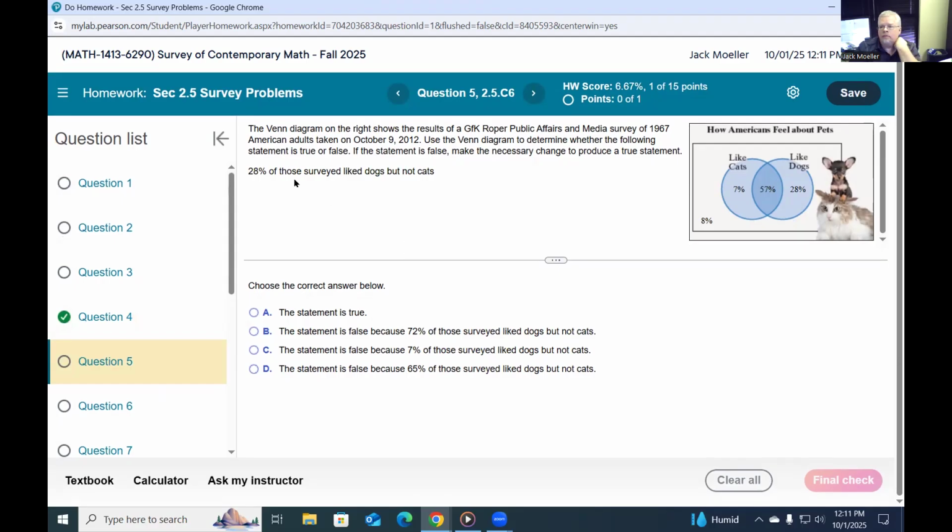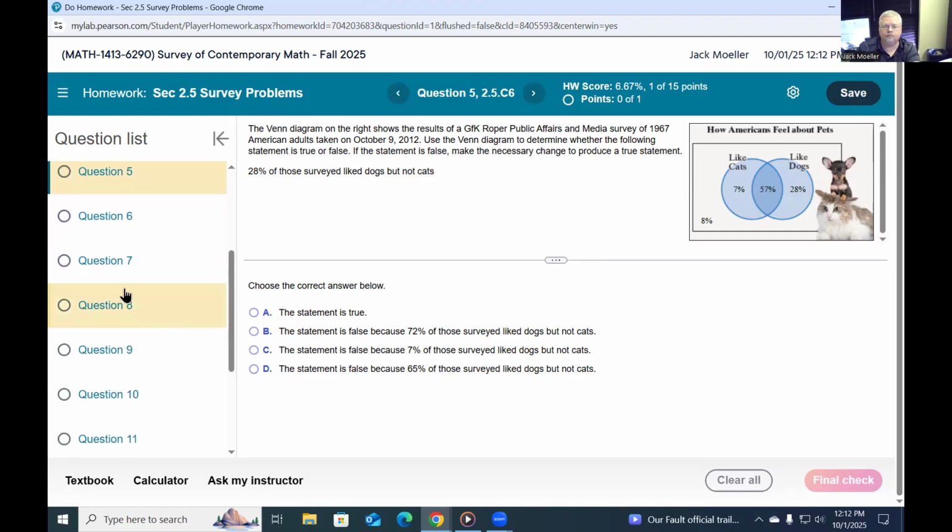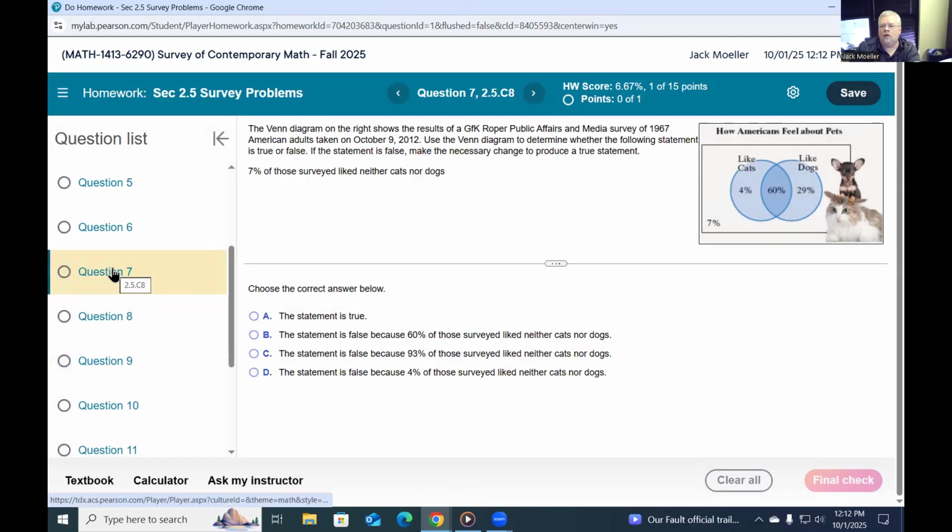28. So same setup. 28% of those surveyed like dogs, but not cats. So that means they're in the dog circle, but not in the cat circle. Another way to say this, 28% only like dogs. So again, that would be true because they're in the dog circle, but not in the cat circle. Okay. 7% liked neither cats nor dogs. Well, the neither is outside, so that's definitely true. All right, all these are true. At least one has to be false.